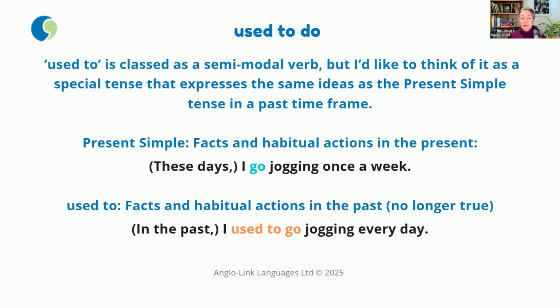So we all know that the present simple tense refers to facts and habitual actions in the present. For example, these days I go jogging once a week. Now, if we want to express facts and habitual actions in the past that are no longer true, that have stopped, we use used to. In the past, I used to go jogging every day. So I think that idea is very clear about used to.